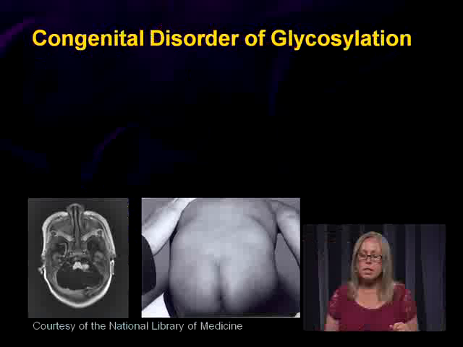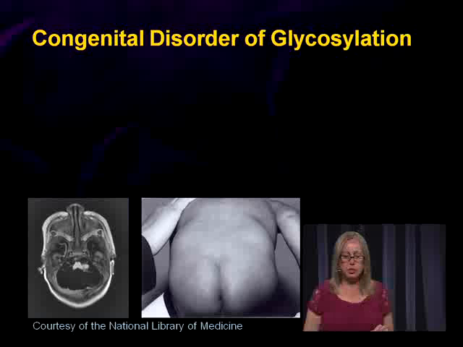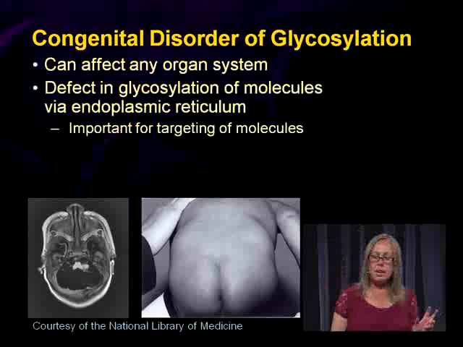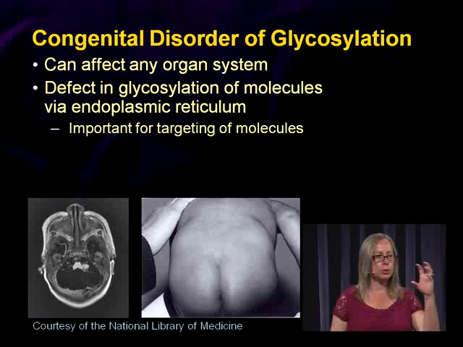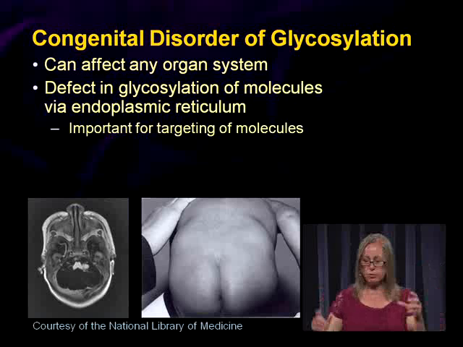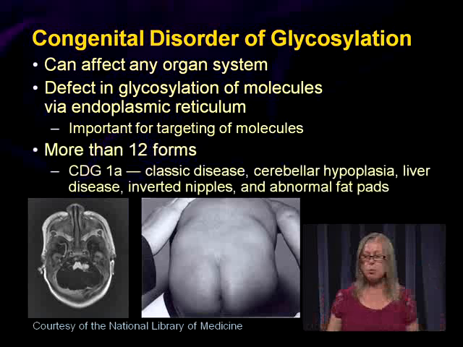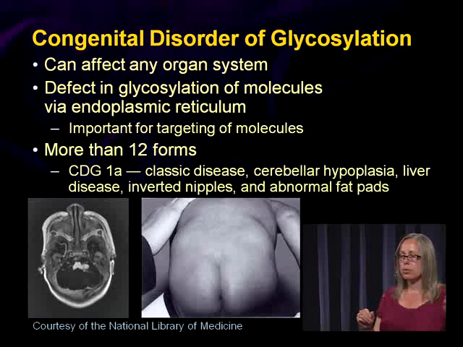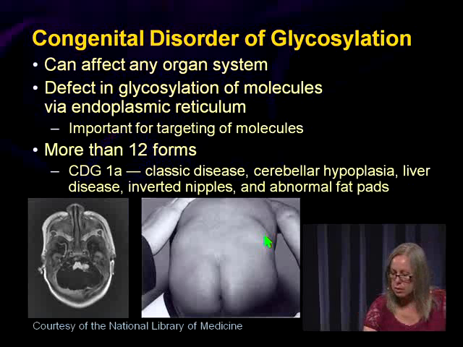Congenital disorders of glycosylation can affect any organ system, and it's a defect in glycosylation of molecules via the endoplasmic reticulum. So it's important for targeting of molecules. So you're not getting the sugar groups onto all of the other compounds that you need so that they can be appropriately targeted and flagged. There are more than 12 forms. The most common is CDG1A, and is the classic form for this condition. They have cerebellar hypoplasia. They have a liver disease, inverted nipples, and abnormal fat pads, which you can see in here, in those areas.